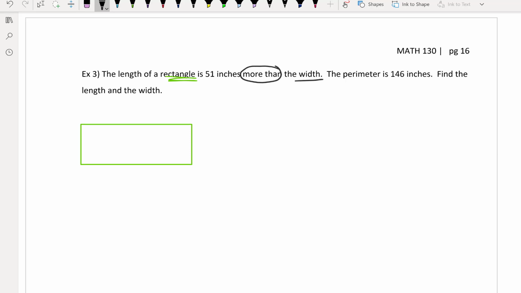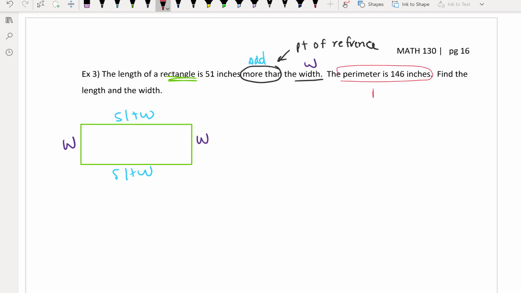So "more than" is going to be your clue for your point of reference. It always comes behind it, and it's going to be your width. I don't know what the measurement of the width is, so I'm going to call that W. Okay? But I know that the length is going to be 51 more than that. So you are adding as well. So 51 plus W. And it talks about how much my perimeter is. So I have that my P is equal to 146.